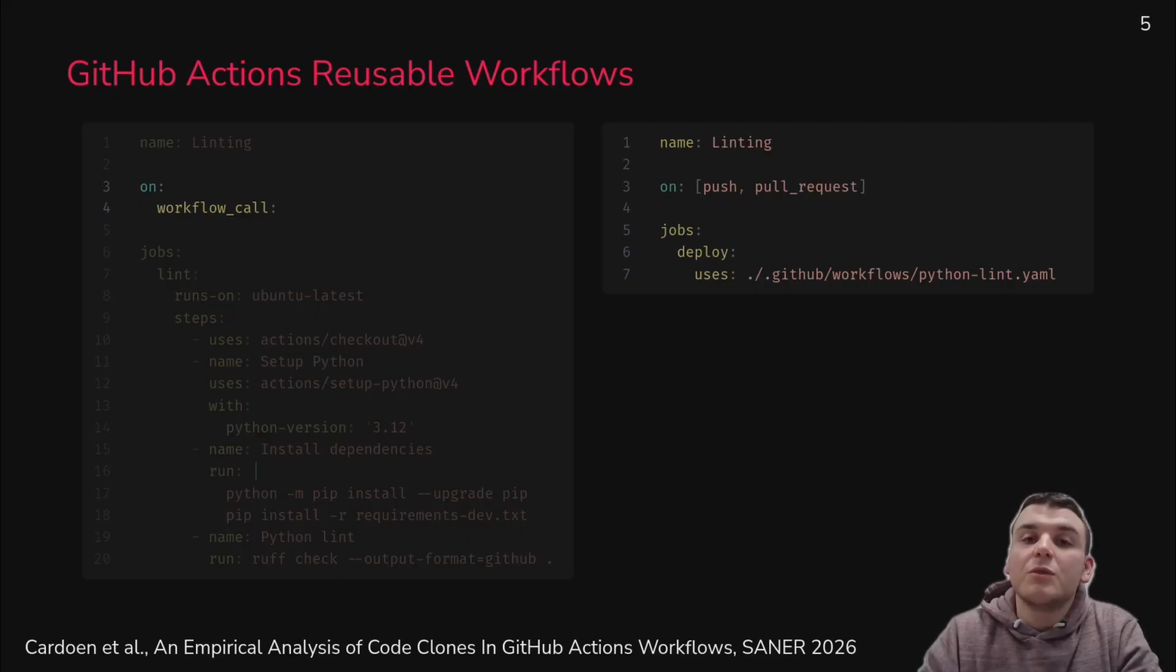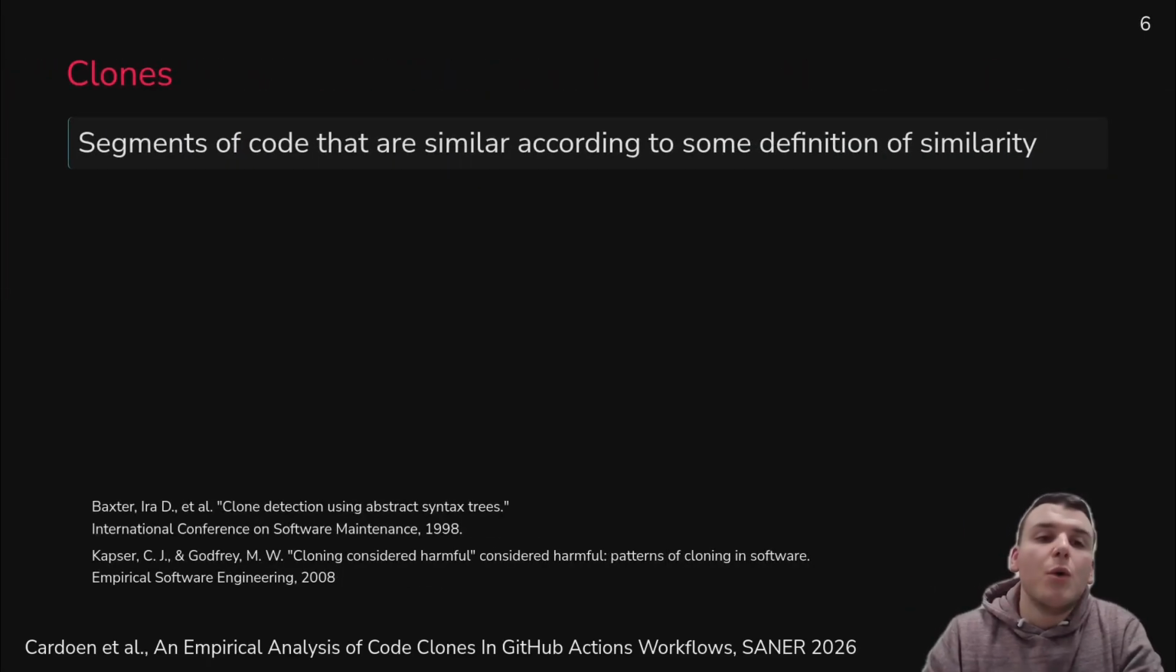This duplication is often referred to as code clones. While there is no exact definition of what a code clone is, a widely accepted definition is that code clones are segments of code that are similar according to some definition of similarity. The definition is a bit vague, but it shows that what a code clone is really depends on what you want to study in your environment. In our case, GitHub Action workflow files.